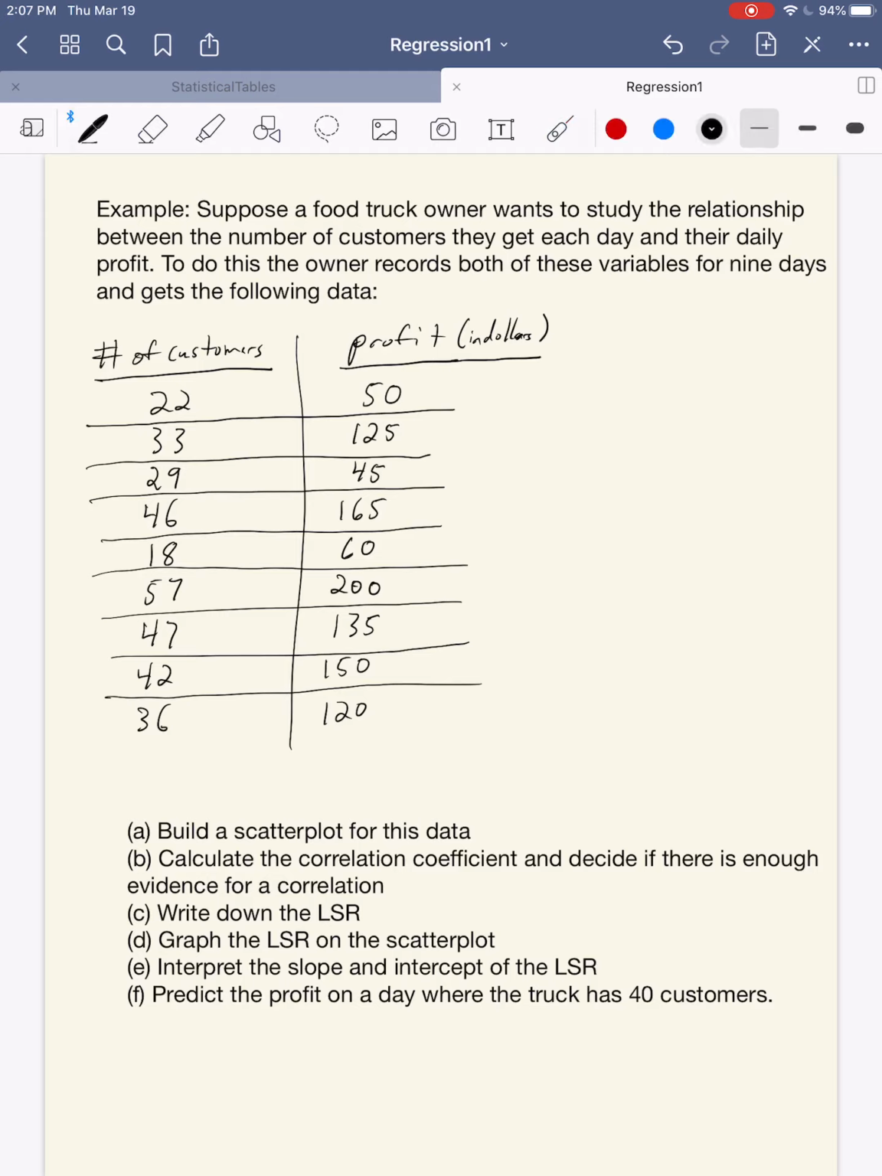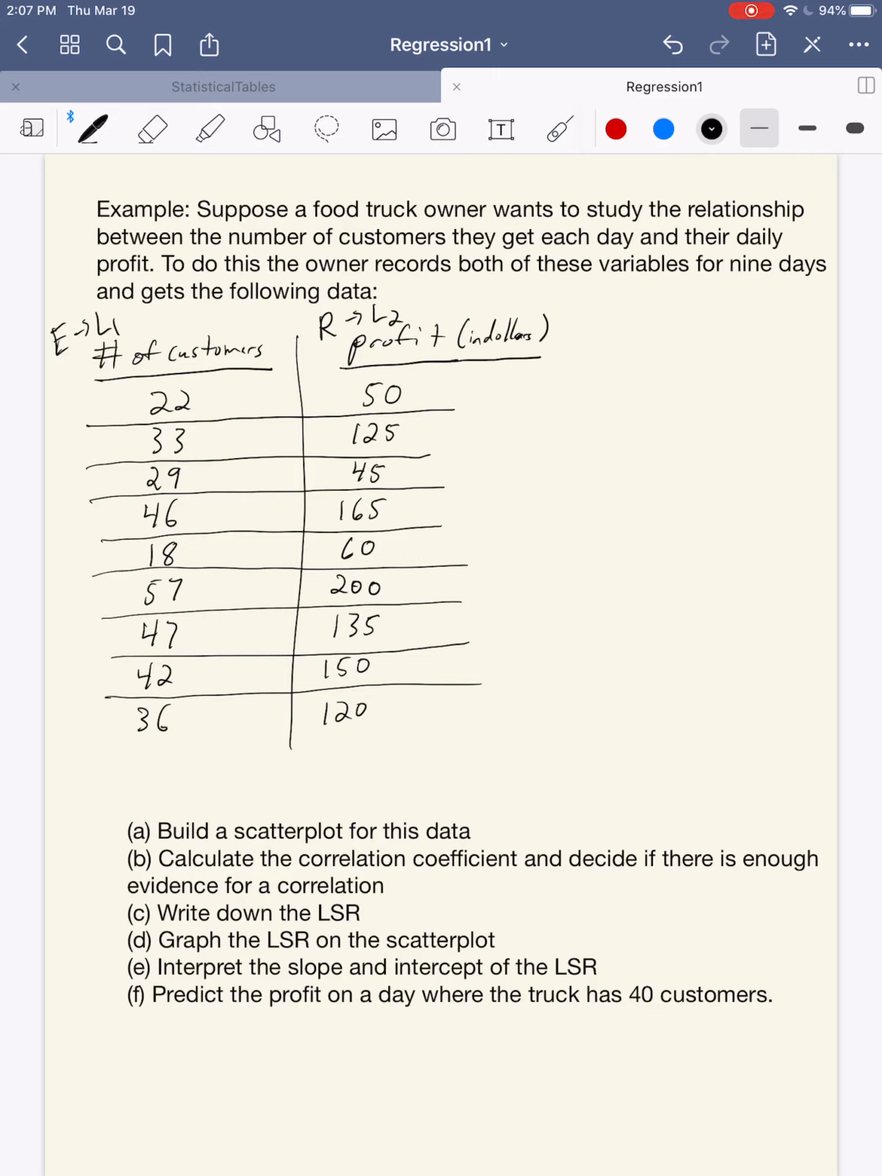Of course, before we can put it into our calculator, we need to remember one very important thing, which is which variable is going to be treated as explanatory and which is going to be response. Obviously here, if we're trying to determine if there's a relationship, it would make sense to say that the number of customers might help explain the profit that we make. So this will be our explanatory variable, and we'll want to put that in L1, and this will be our response, and we'll want to put that in L2.